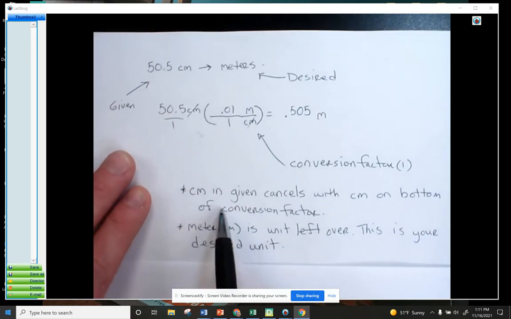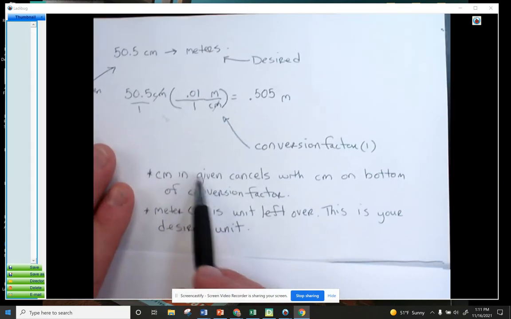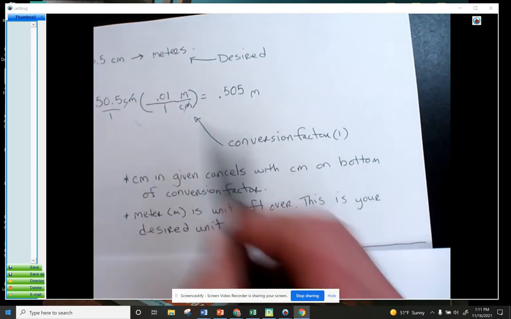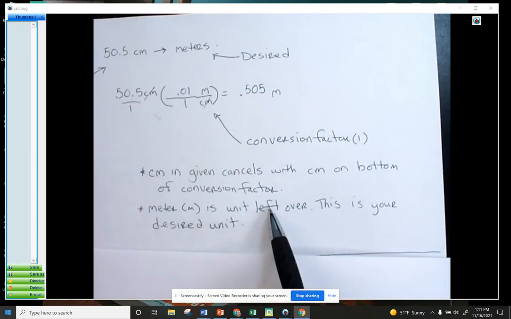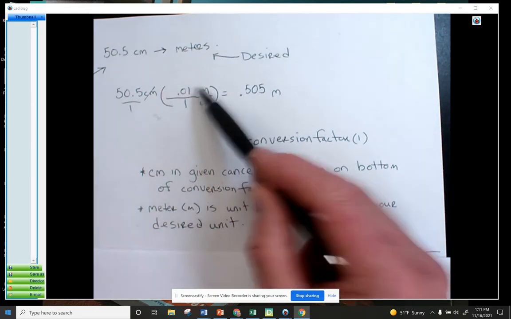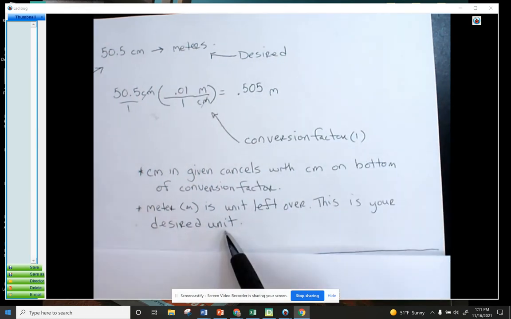Kind of have a few notes here for you. The centimeter in the given cancels with the centimeter on the bottom of the conversion factor right there. And then the meter unit is left over. This is your desired unit.